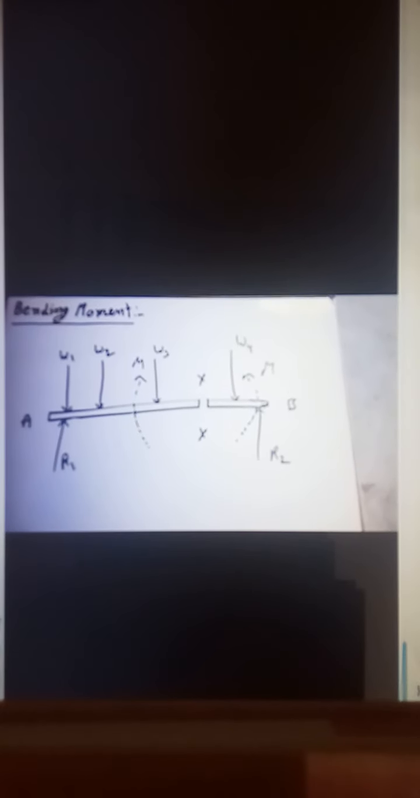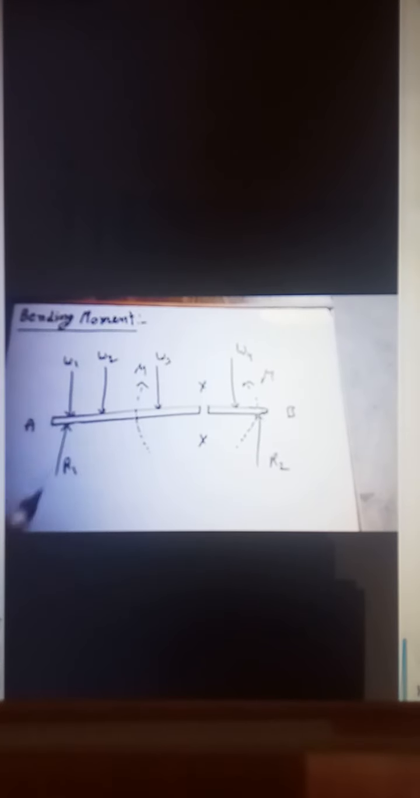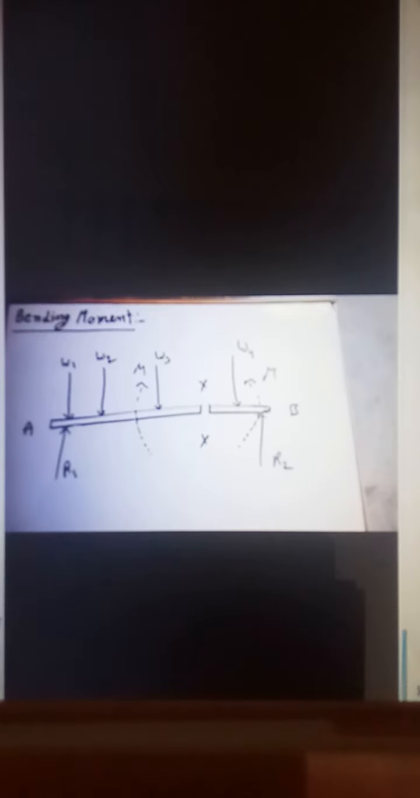If this is clockwise, then we will consider it as positive. The bending moment will be positive if this is clockwise for the left section, and for the right section if it is counterclockwise, then also we will consider it as positive. If it is inverted, then the sign convention will change.